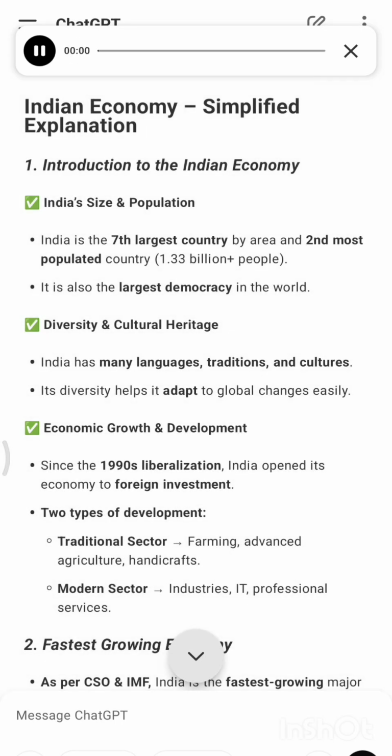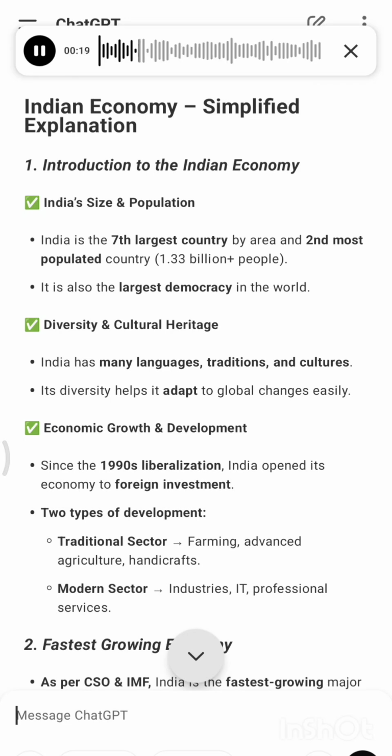Indian economy, simplified explanation. 1. Introduction to the Indian economy. India's size and population. India is the seventh largest country by area and second most populated country, 1.33 billion plus people. It is also the largest democracy in the world.